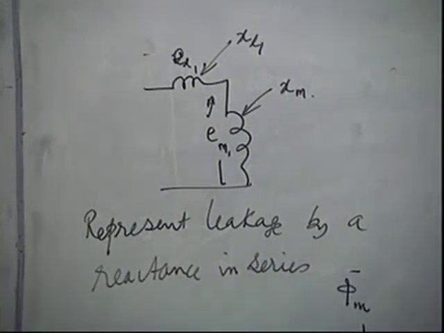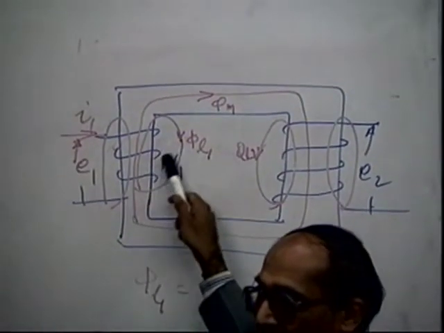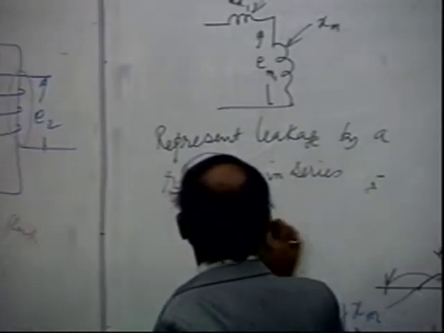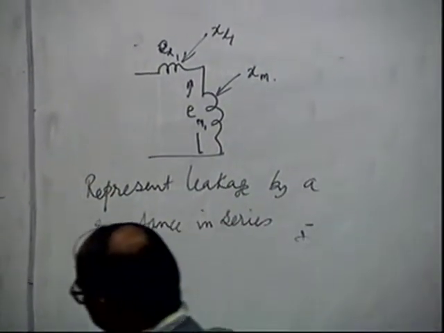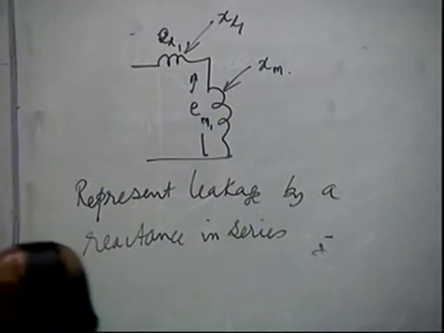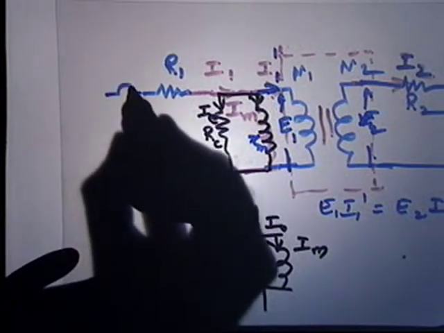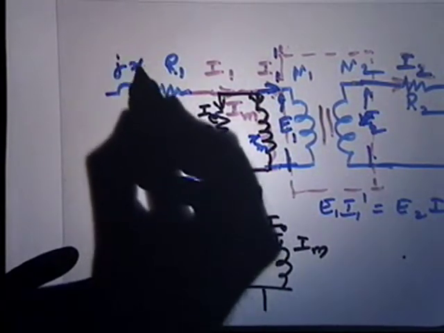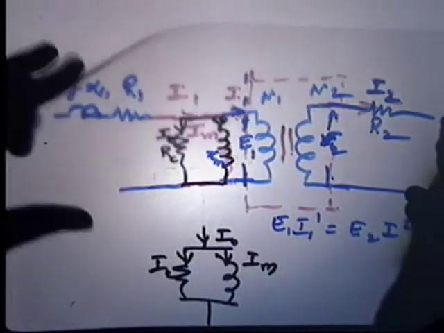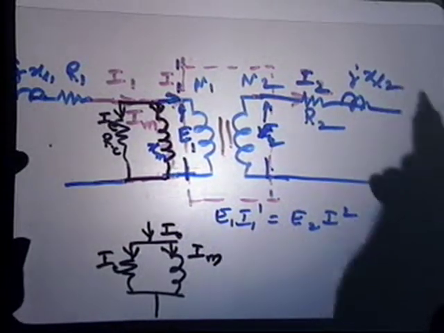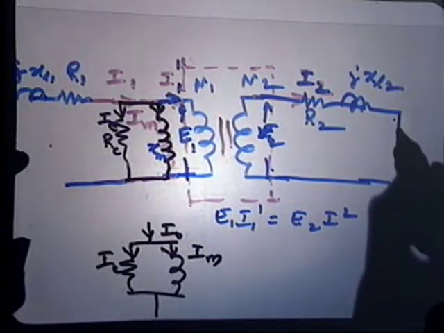There is no leakage here due to this. This leakage flux is only due to its own current. So we have a situation where in addition to this you can represent this by, let us say, jXL1 and here jXL2.